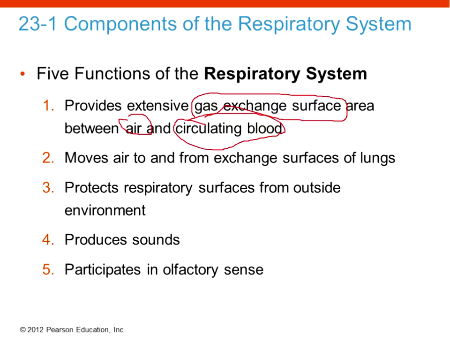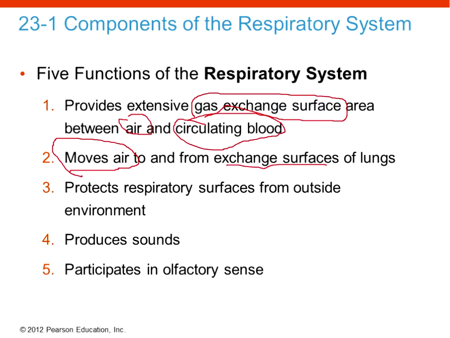It also has the ability to move air from the atmosphere deep through the respiratory system down to the exchange surfaces of the lungs, where this exchange occurs. We'll look at the actual movement of the air, how breathing, inspiration, and expiration work, and how that's helped by the muscles of our thorax. So we'll look at that process.